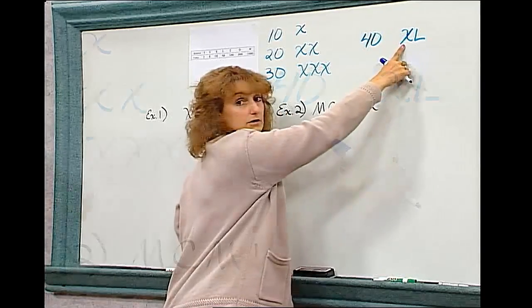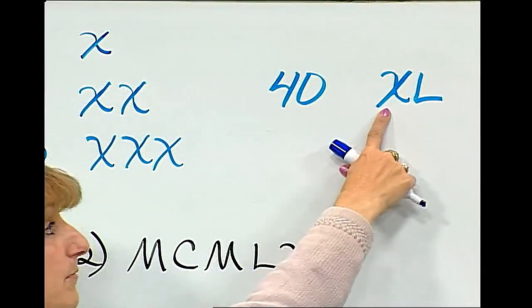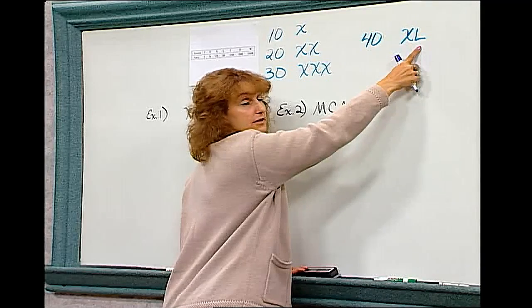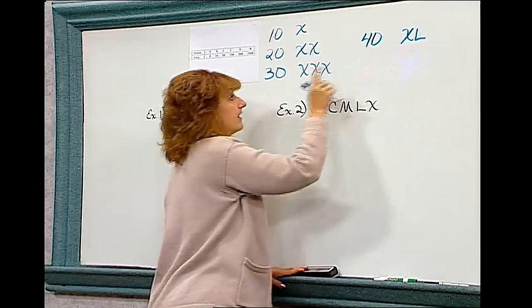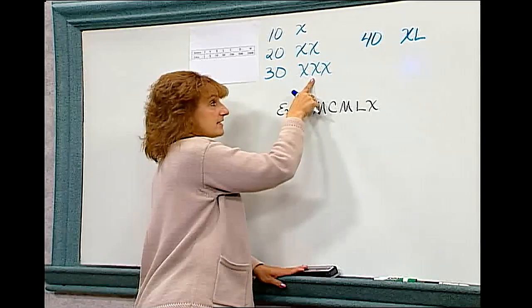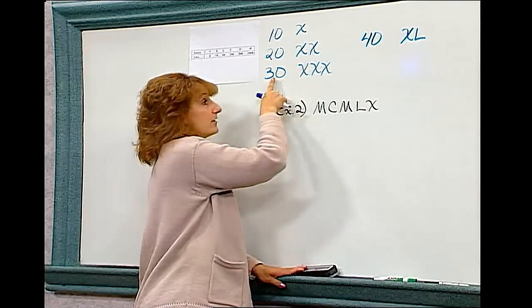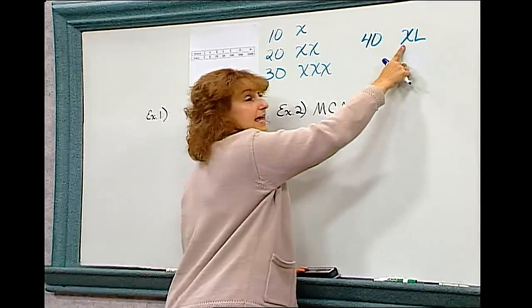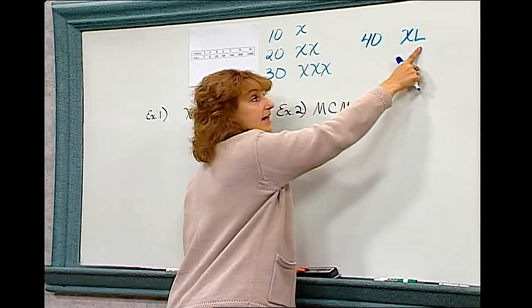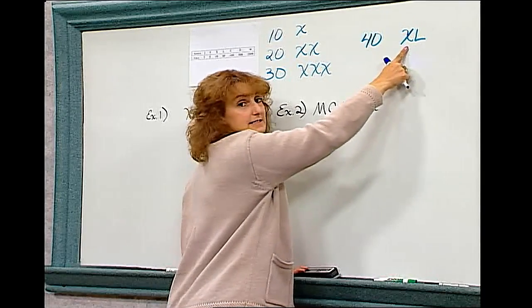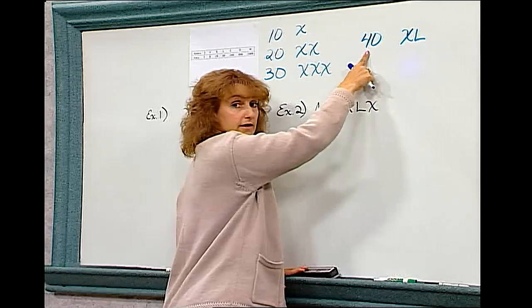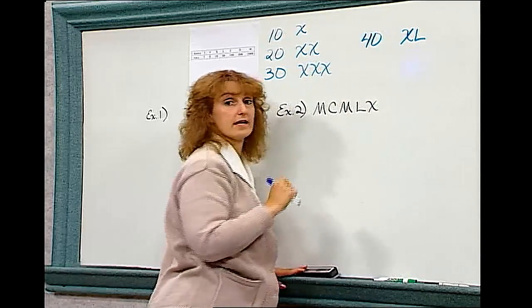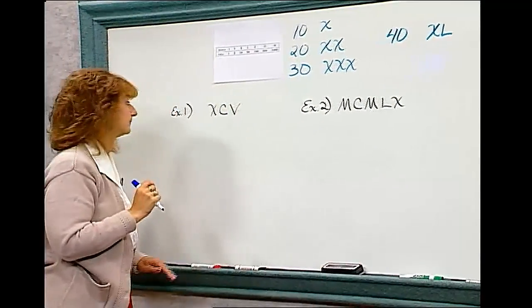And when a smaller valued letter is put in front of a larger valued letter, then we subtract. This would have been 10 plus 10 plus 10, which gave me the 30. Since an X has a smaller value than an L, we do 50 minus 10 to give us the 40. Let's look at 2 examples to help clear this up.